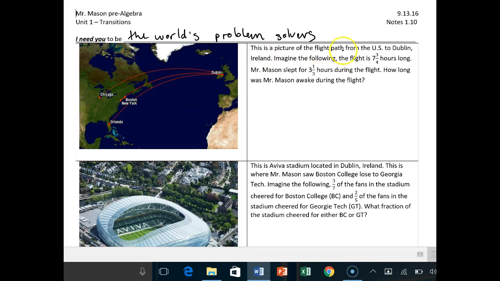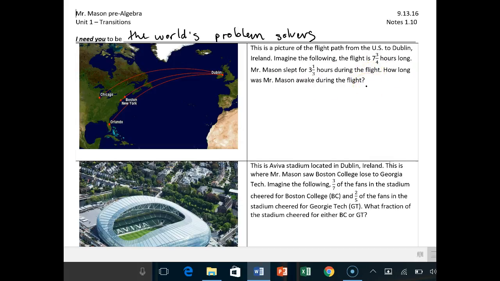This is a picture of the flight path from the US to Dublin, Ireland. So here's Chicago over here. I flew all the way to Dublin over there. Imagine the following. The flight is 7 3/4 hours long. Mr. Mason slept for 3 1/3 hours during the flight. How long was Mr. Mason awake?